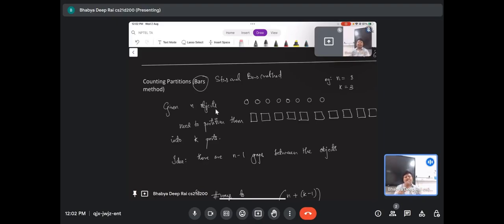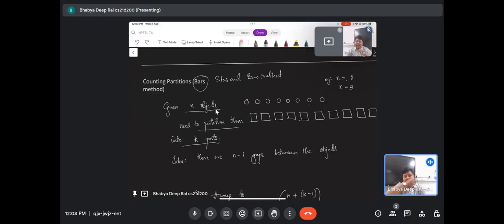Here, what do I say? I have n objects. I need to partition them into k parts. So I have 8 objects. Okay, let's say these are the objects, and I need to partition them into 3 parts. So how can I partition them? This is one way to do it. Or this is one way to do it. Or I'm also allowing empty partitions. This is another way to do it, and one is left empty.